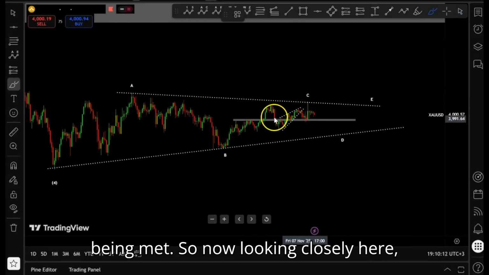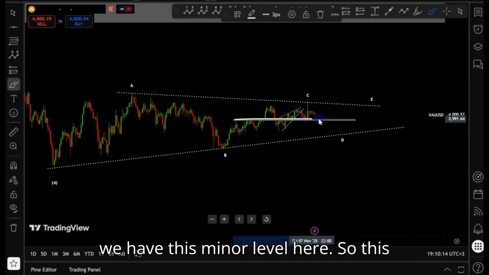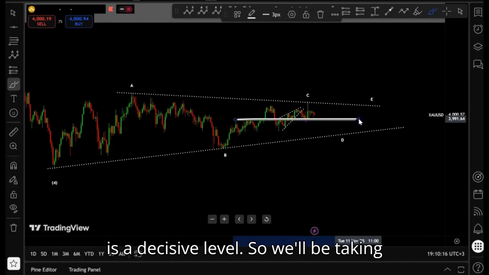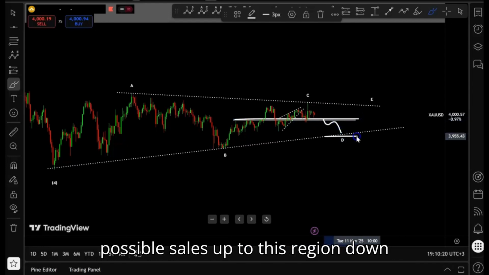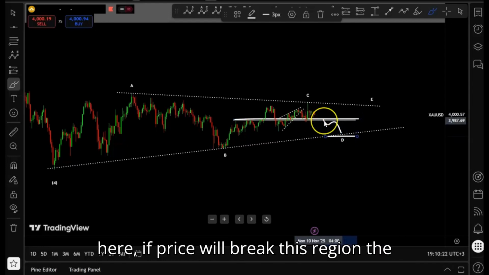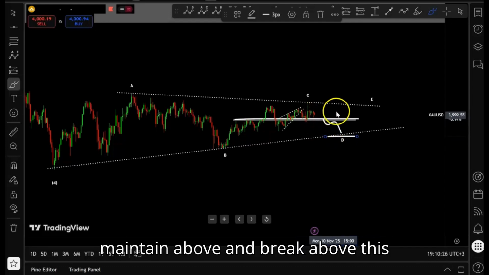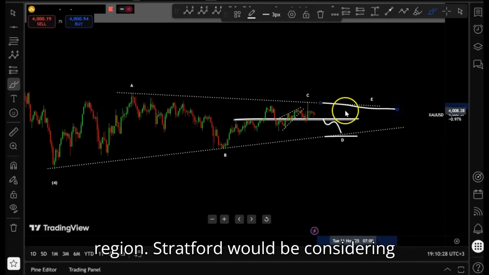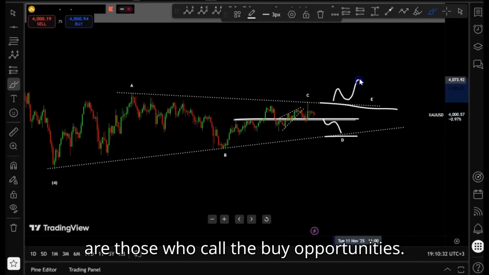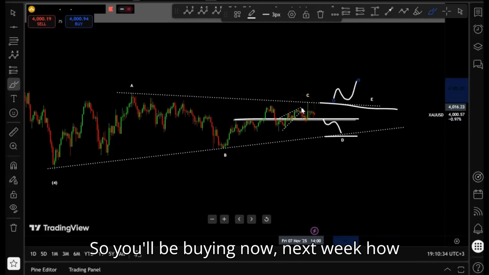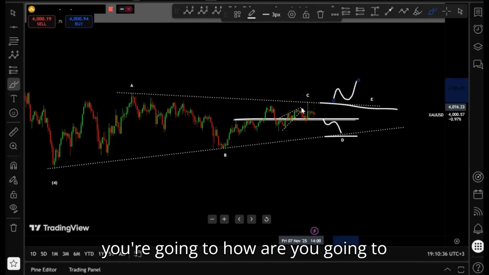Looking closely here, we have this minor level here. So this is a decisive level. We'll be taking possible sells up to this region down here. If price will break this region, short-term sells. And if price will maintain above and break above this region, straightforward we will be considering the buy opportunities. So you'll be buying next week. How are you going to trade next week?